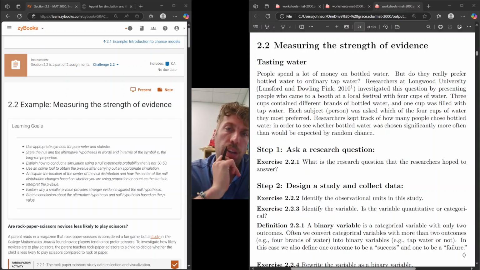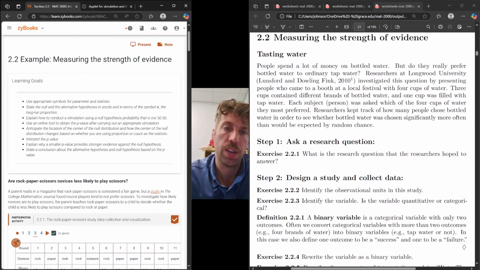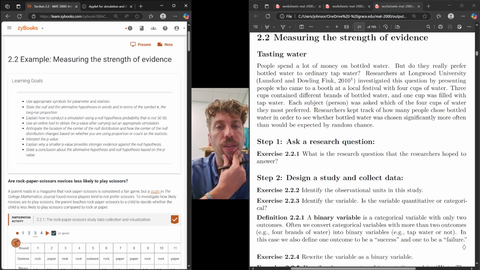So here I've got kind of a split screen going on. I've got my worksheet right here on the right. I've got the reading that you did on the left. And so we're going to connect how the worksheet connects to what you did in the reading.